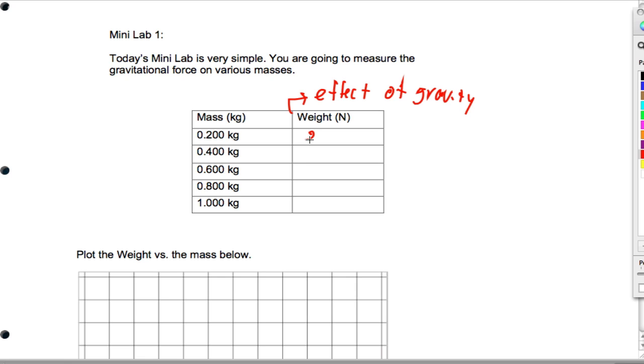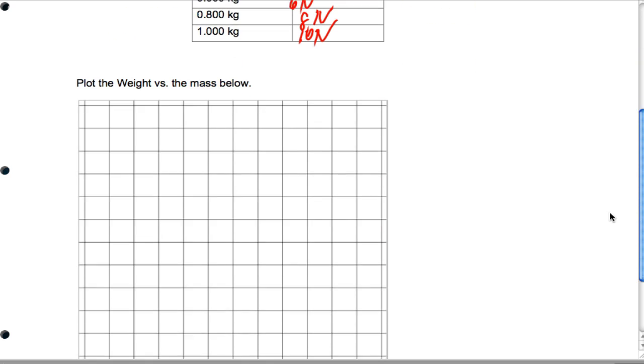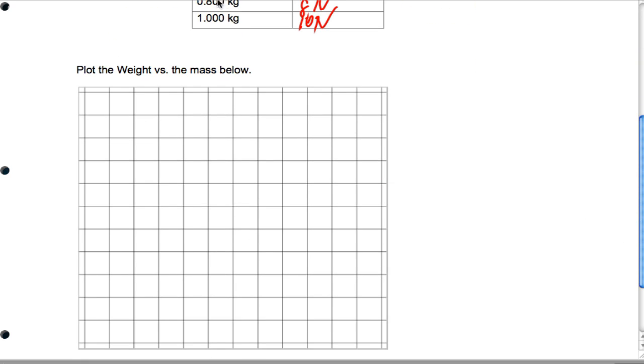And of course, you got a 0.2 kilogram weight has 2 newtons of effect, 4 newtons, 6 newtons, 8 newtons, and 10 newtons. And of course, when you plot this, this actually works out really nicely. So we could actually even plot this here. We could draw arrows here and here. And just kind of get these axes labeled. I know this is not the neatest graph, but oh well.